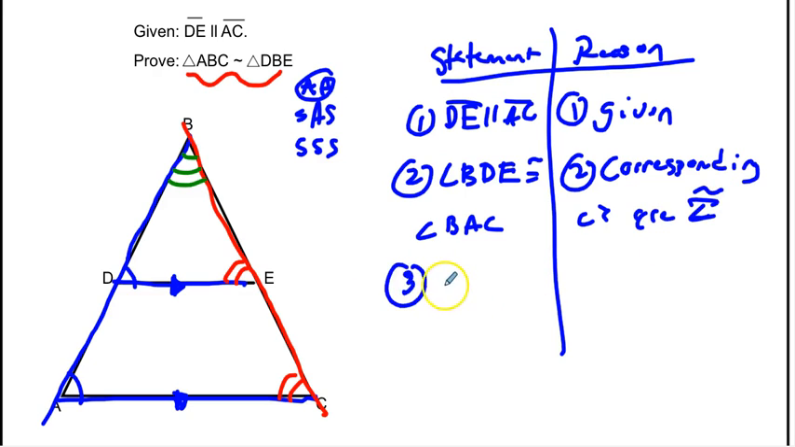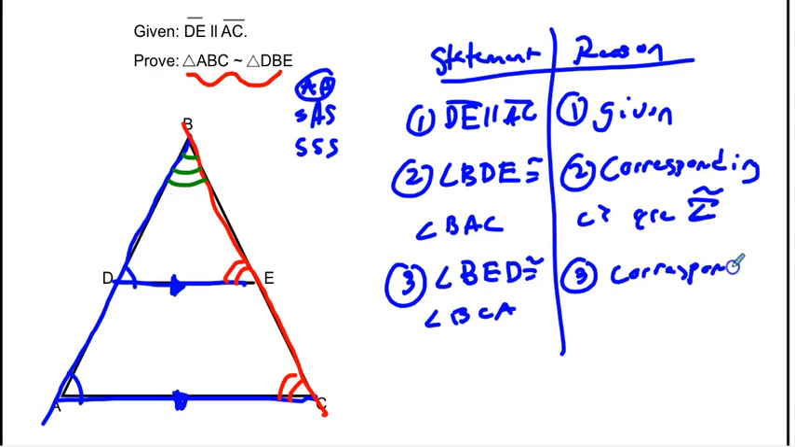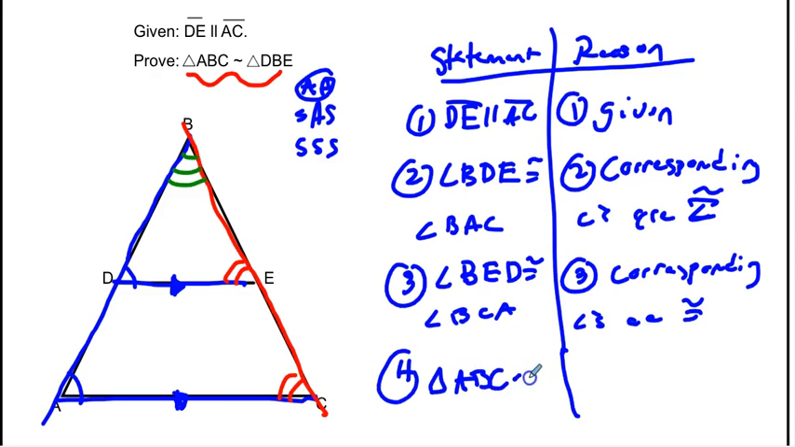3, I also know that angle BED is congruent to angle BCA. That's also because corresponding angles are congruent. And unlike with congruence proofs, I only need to prove that 2 angles are congruent here. So I've actually finished my proof. All I have to now say is that triangle ABC is similar to triangle DBE because of, remember, we used angle-angle similarity. Boom! That's it for this lesson.